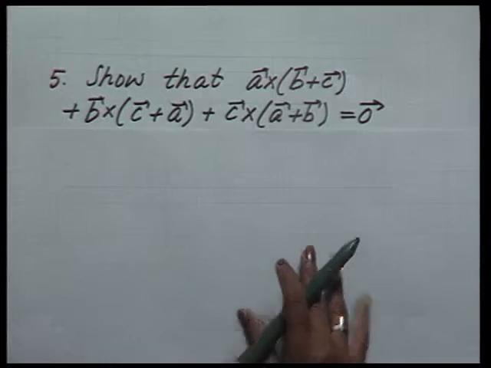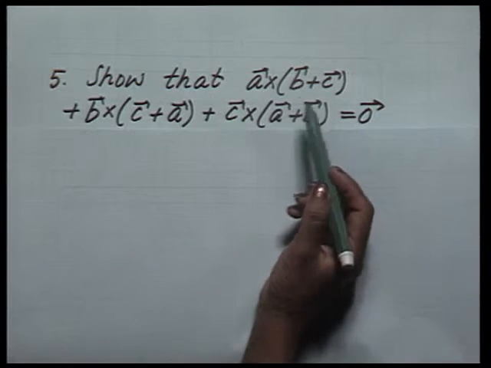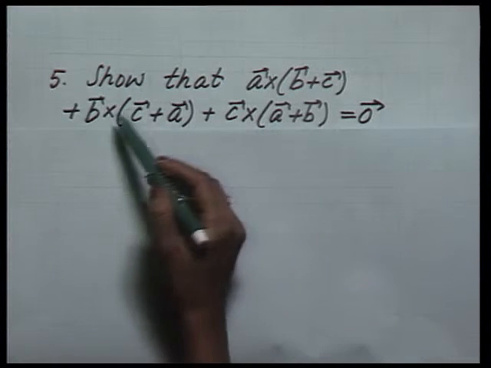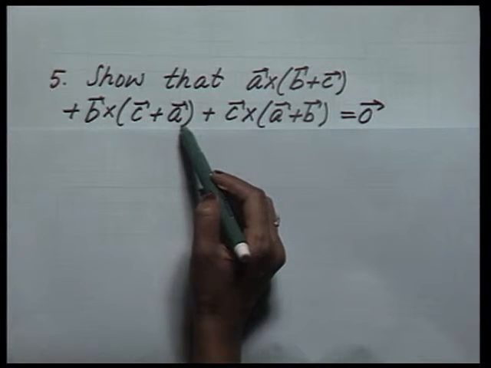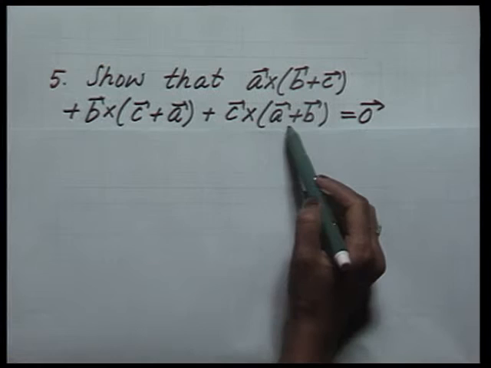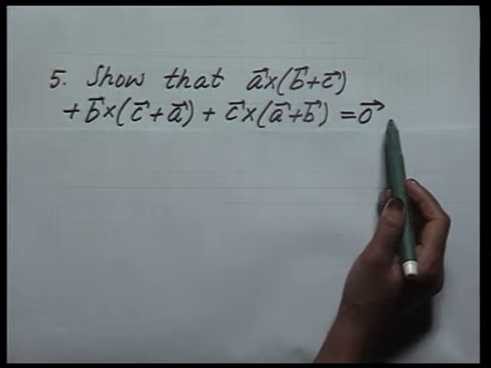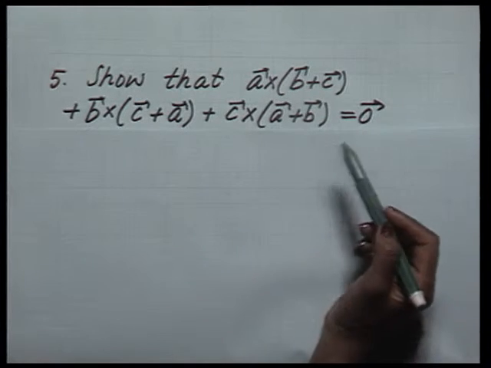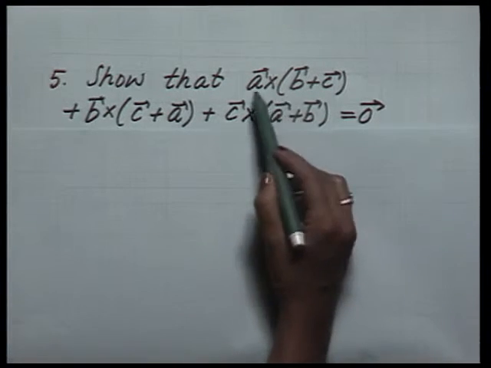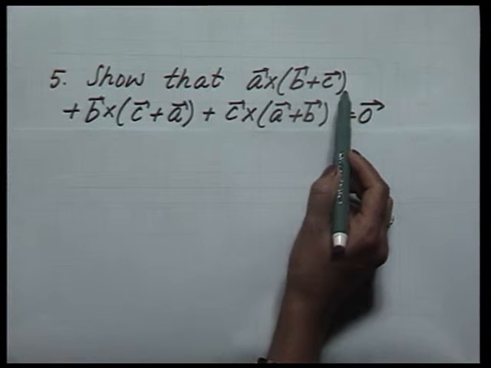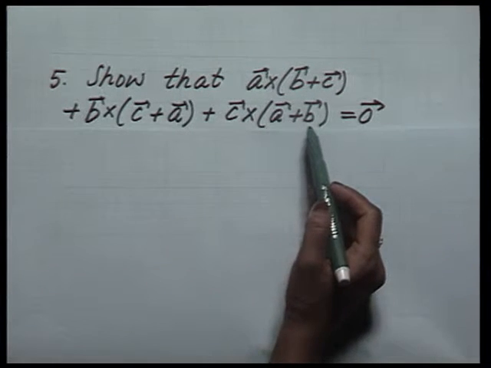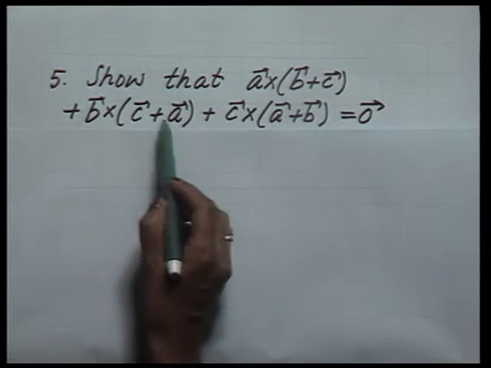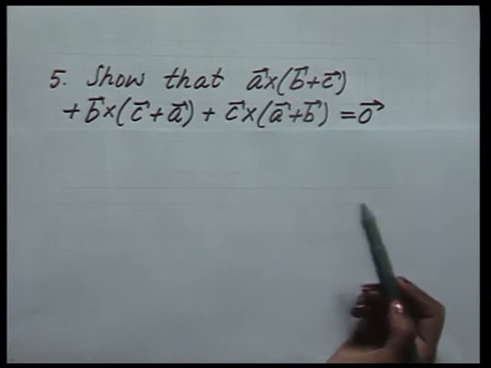Another problem, you have some identities given like this, which you have to prove. A cross (B plus C) plus B cross (C plus A) plus C cross (A plus B) is equal to 0. Now, although it looks difficult, it is extremely simple, because all you have to do is to use your distributive law to open this out, and then use the fact that A cross B is minus of B cross A to cancel out the terms in pairs.